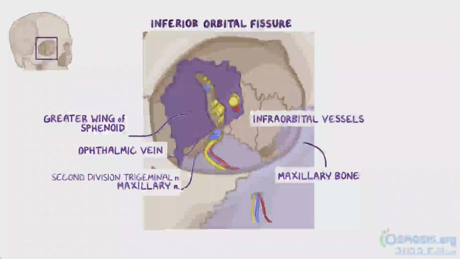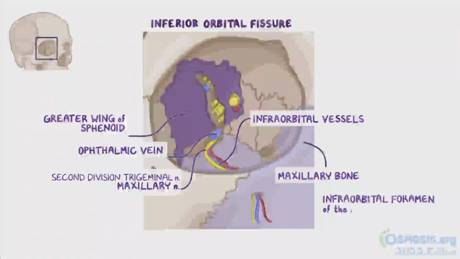and the infraorbital vessels. After passing through the inferior orbital fissure, the maxillary nerve continues as the infraorbital nerve, and together with the infraorbital vessels, it lies on the infraorbital groove that's in the floor of the orbit. These structures then dive into the maxillary bone to come out again through the infraorbital foramen of the maxilla, below the inferior margin of the orbit.